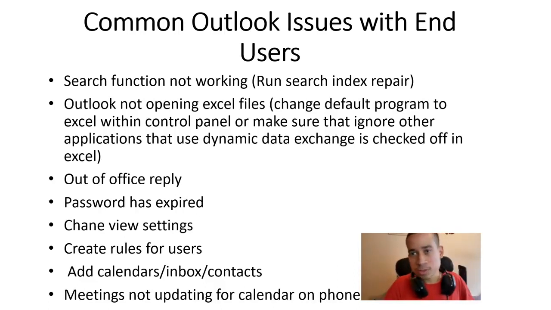Calendar not updating on their phone. If it's an iPhone, you go to settings, you go to accounts and passwords, you go to the email account, you go to calendar, you untick calendar, retick it again, delete from phone, yes, delete from phone, tick it again, and that's it, and it should fix that issue. That's for an iPhone. Same with an Android device. Untick it, retick it. You should fix it.